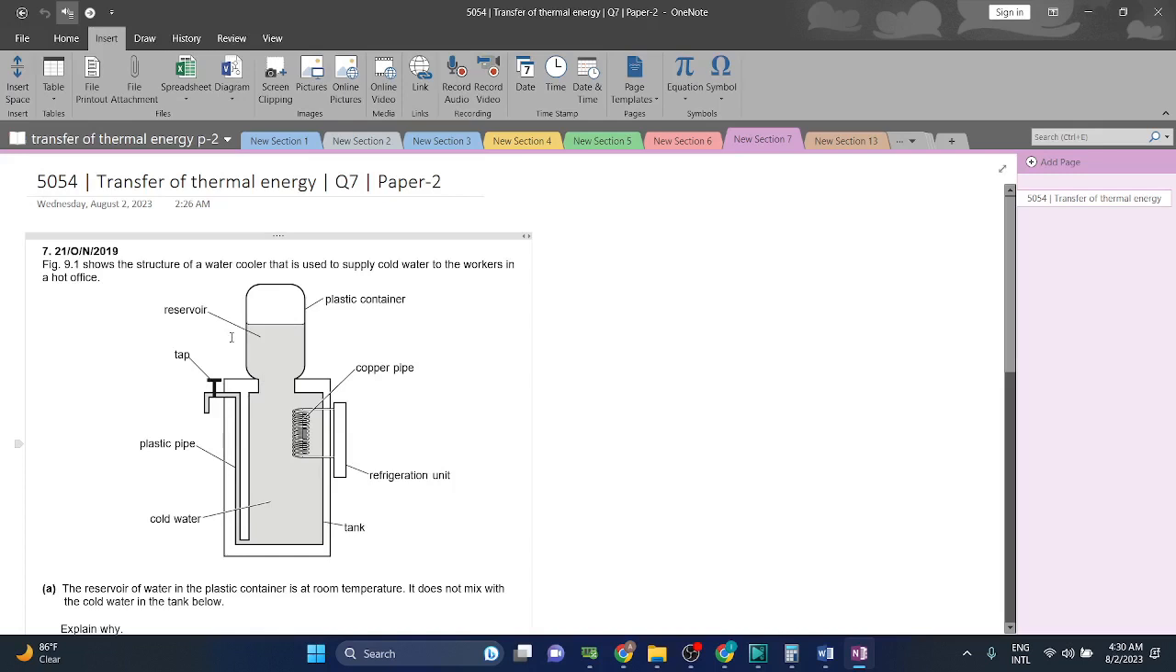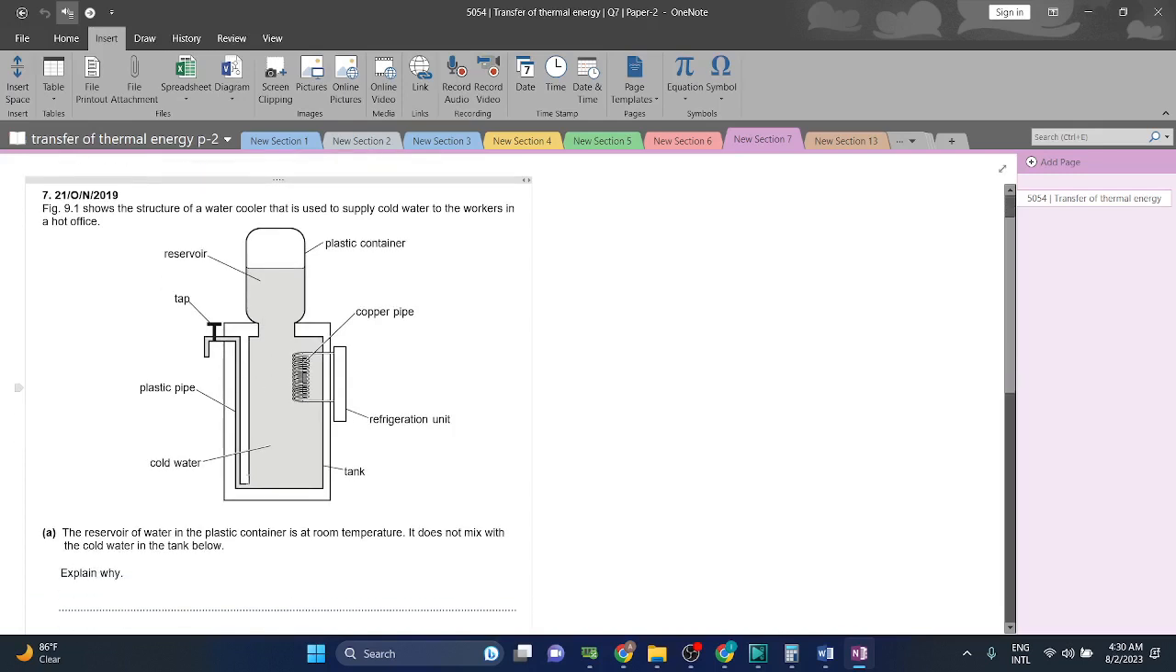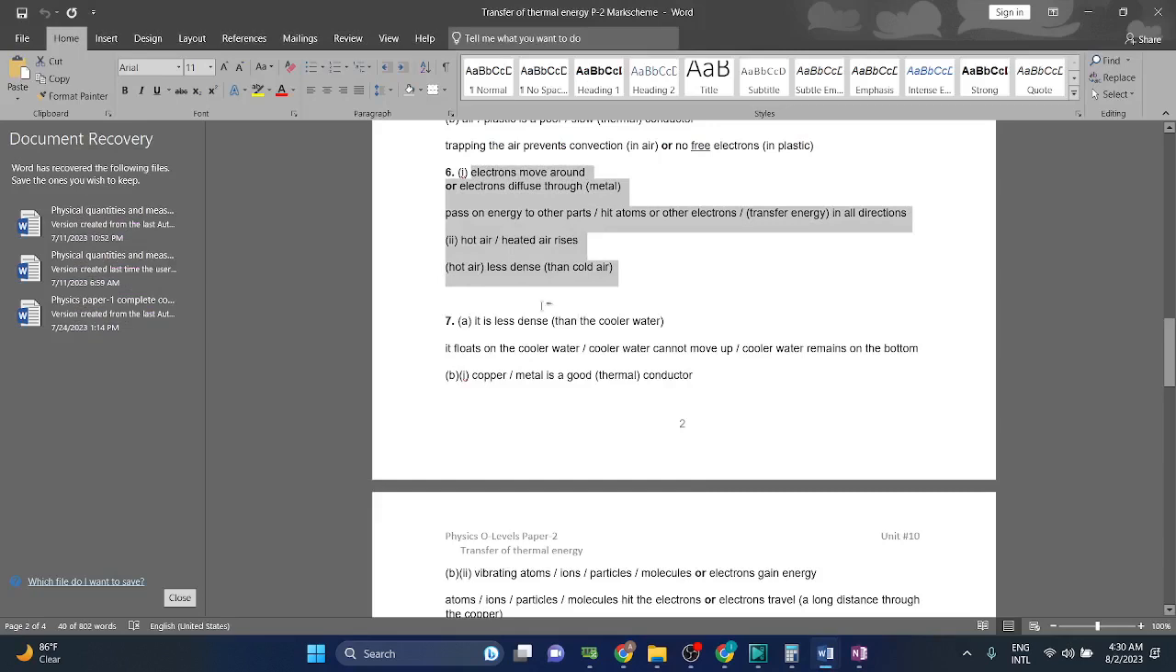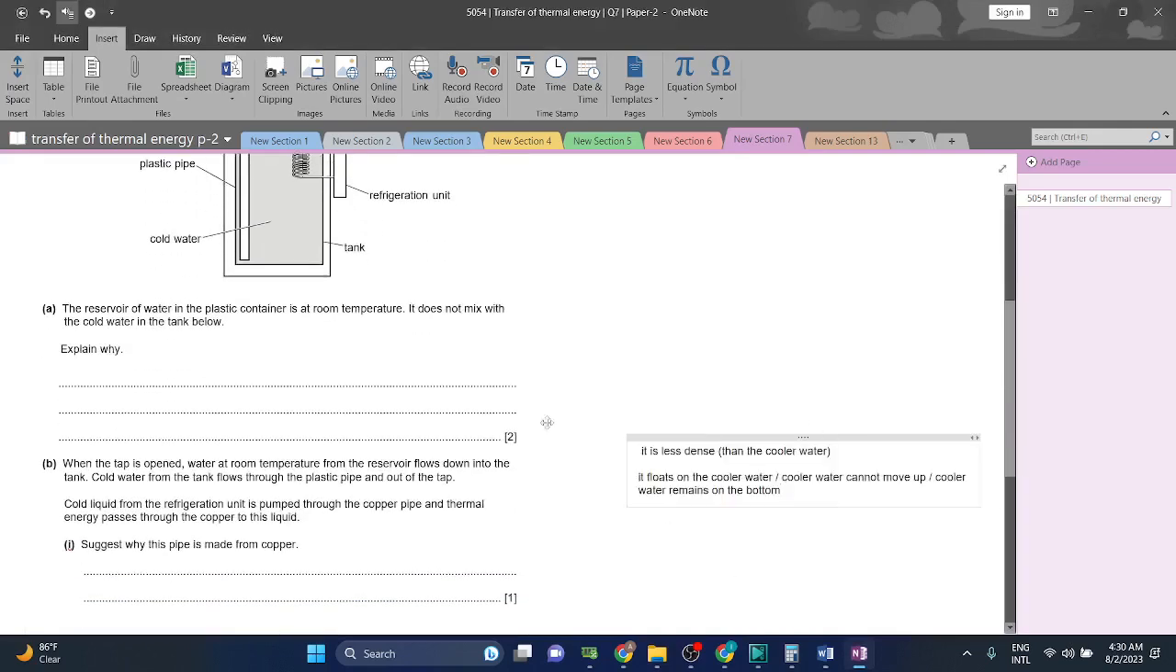This is the reservoir, meaning excess water that is going to be used later. So cold water will sink because cold water has more density, while the warm water will rise because warm water has less density. So that is the answer. It is less dense than cool water. It floats on cool water. Cooler water cannot move up. Cooler water remains on the bottom. Very simple, very easy.